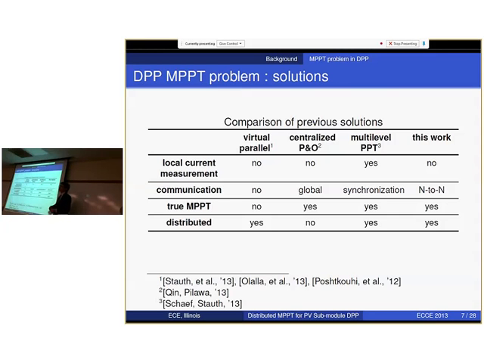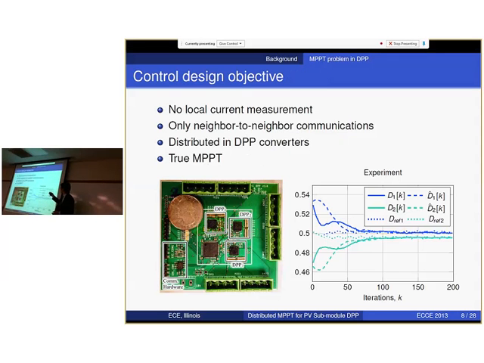So what we are going to propose is a solution that combines the advantages of all of these solutions, and it requires no local current measurement. It requires only neighbor-to-neighbor communication, but it still performs true maximum power point tracking. So again, this is our control design objective in summary. And actually, we have done that with hardware experiment. But before that, let's just go through the mathematics behind this control algorithm.